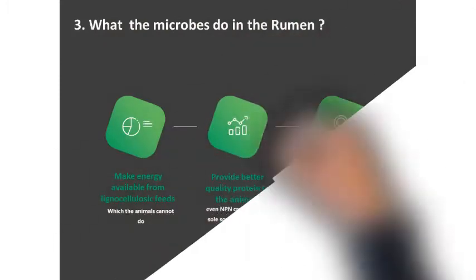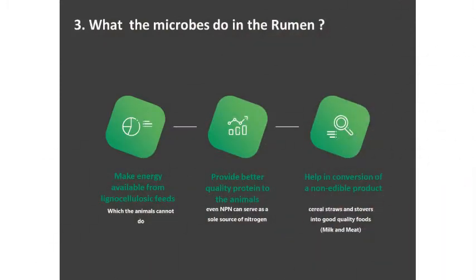Now the question arises, what do the microbes do in the rumen? They convert feeds from non-utilizable form, that is lignocellulosic feeds, as the animals have no enzyme excreted which can digest these feeds, to utilizable form of energy, that is volatile fatty acids, the microbial protein, etc., and provide better quality protein to the animal. They help in conversion of non-edible products, cereal straws, into good quality foods and fiber like milk, meat, and wool.